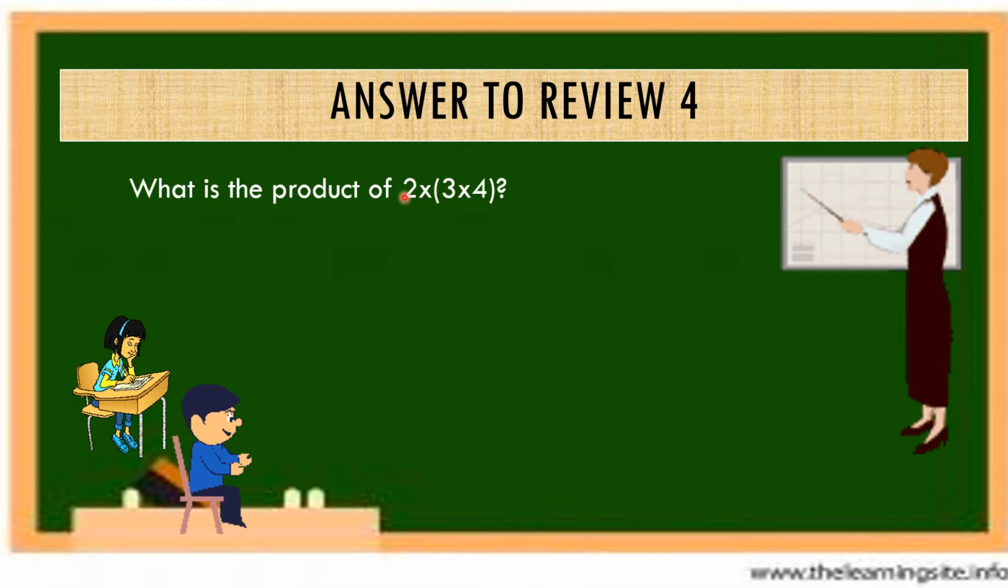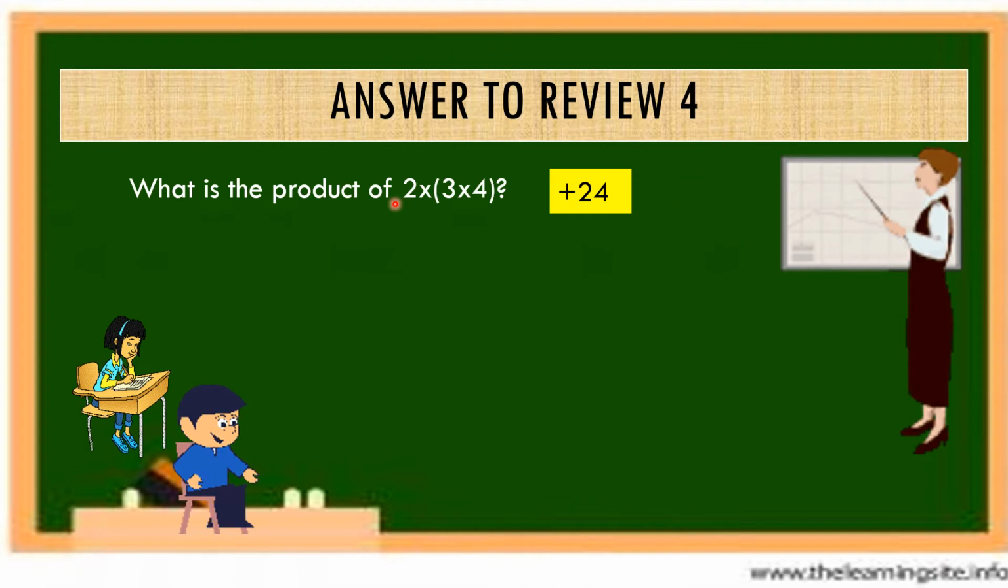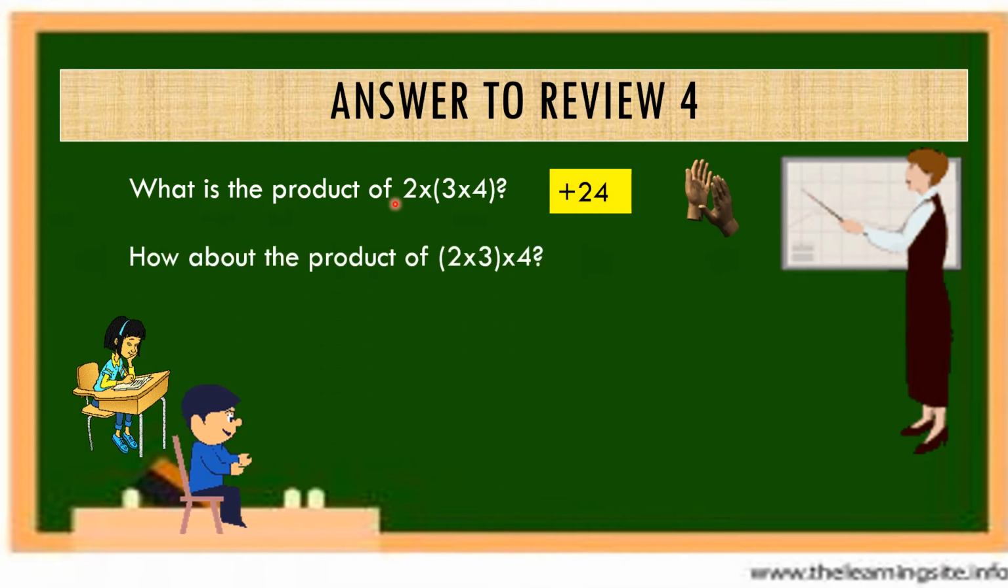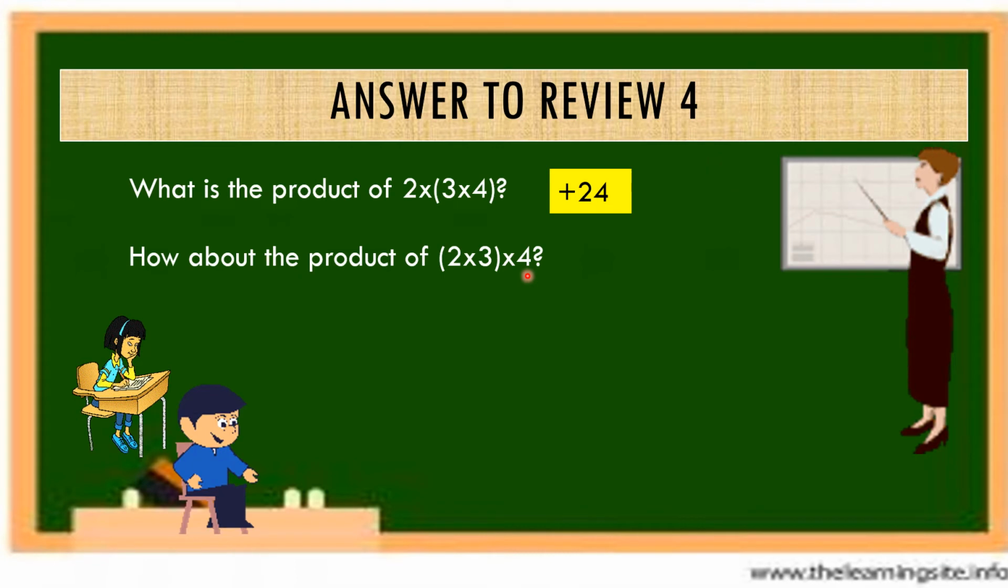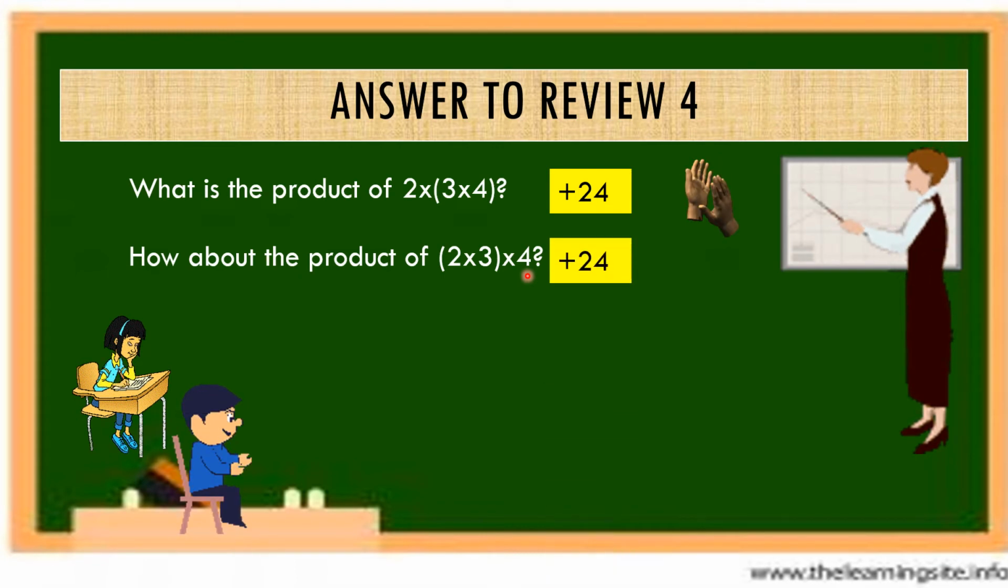So, first we need to find the product of the number inside the parentheses, and that is 3 times 4. 3 times 4 is 12, and 12 times 2 is 24. Did you get it correct? Very good. How about in the next one? We have the grouping of 2 and 3. 2 times 3 is 6, and 6 times 4 is 24. Did you get it correct?